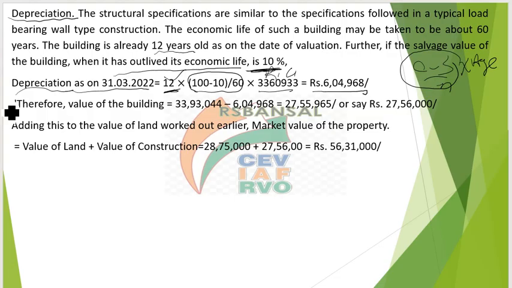So value of the building: from the replacement cost, you deduct the depreciation. This is approximately the cost of the building. Then you add cost of land and cost of building. This is 56 lakh 31,000, the value of the property.